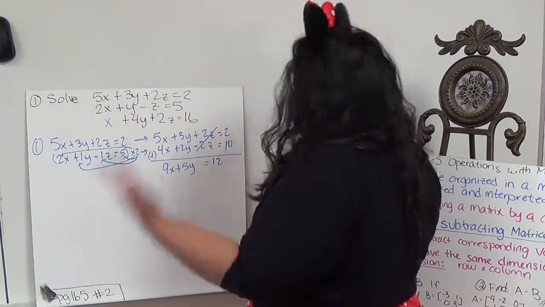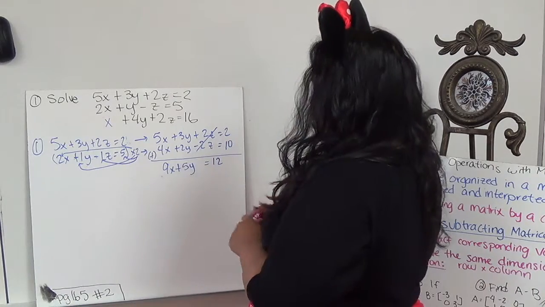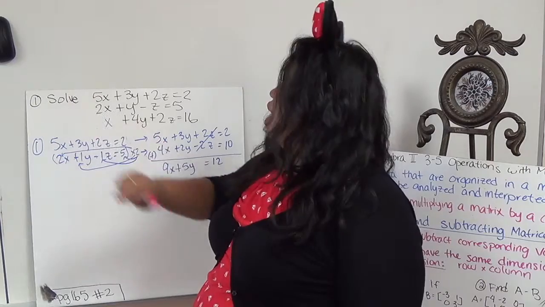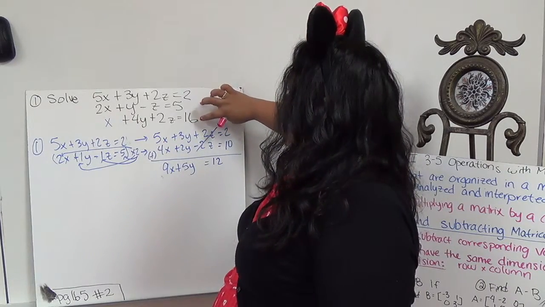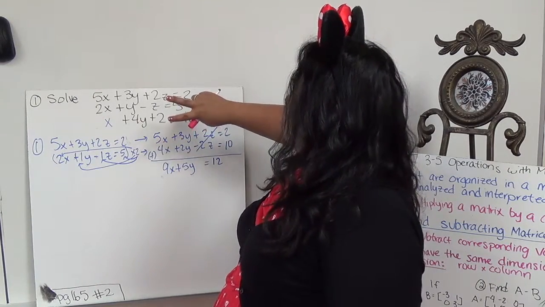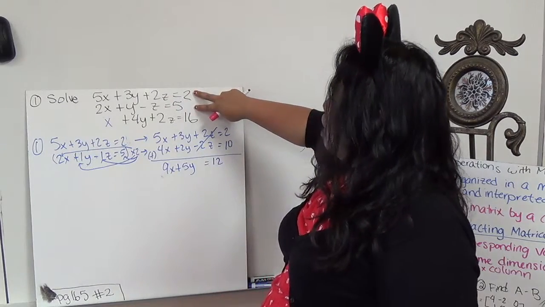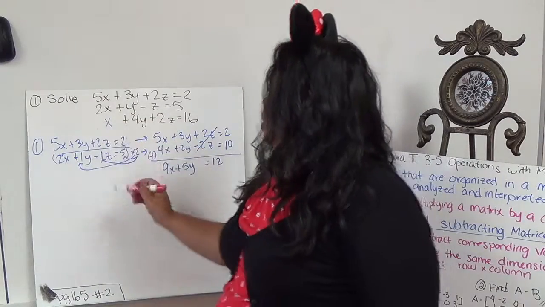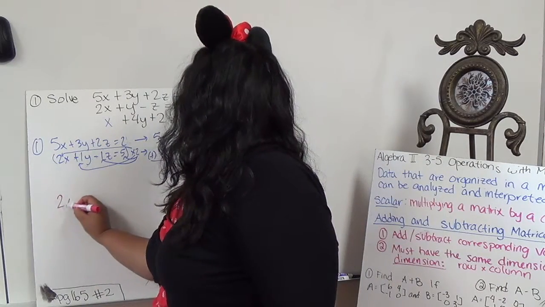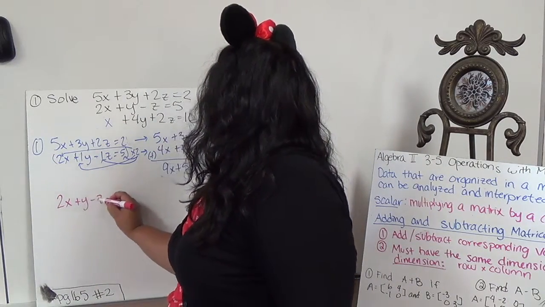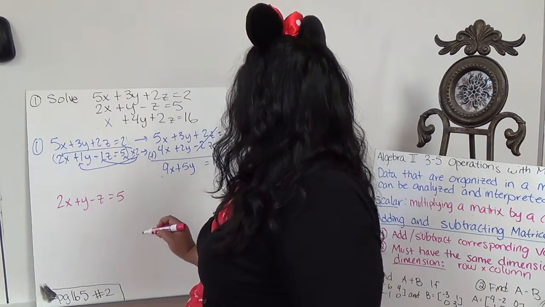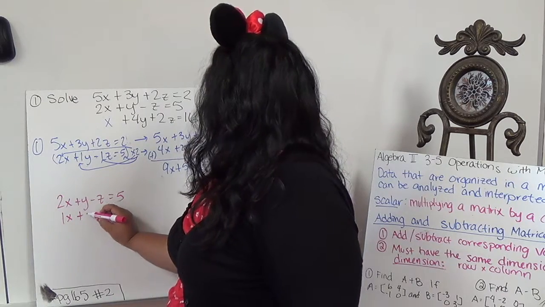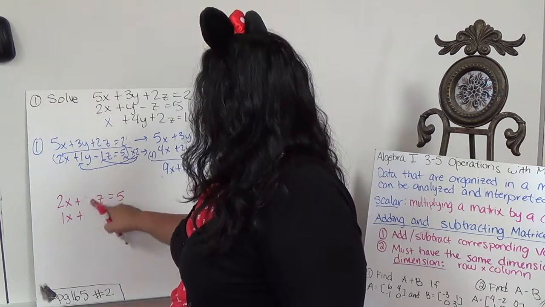I need to get another one in order to then eliminate another variable. So I'm going to take, it doesn't matter which one, I just have to take two that are not the same. So I can't take these two again, but I can take this and this, or this and this. So I'm going to take the middle two. So it's going to be 2x plus y minus z equals 5. And then 1x plus, I'm going to put 1.